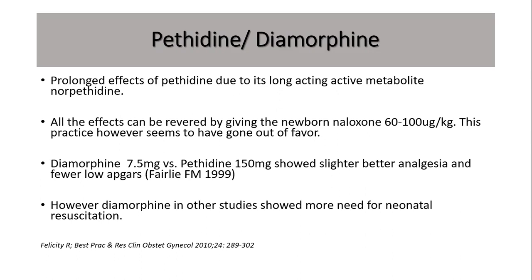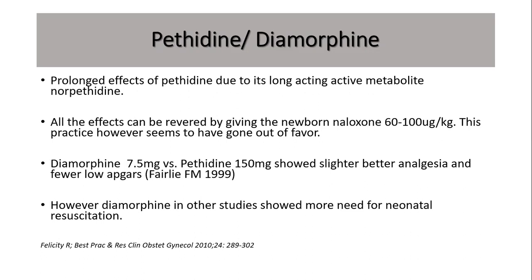Some labor units will use diamorphine, where some will give 5, 7.5, or 10 milligrams diamorphine, normally repeating it about 3 times, 4 hours apart. And when you compare diamorphine to pethidine, it has slightly better analgesia and fewer low Apgars. However, other research has shown that babies on diamorphine may need more resuscitation. So we can see these effects.